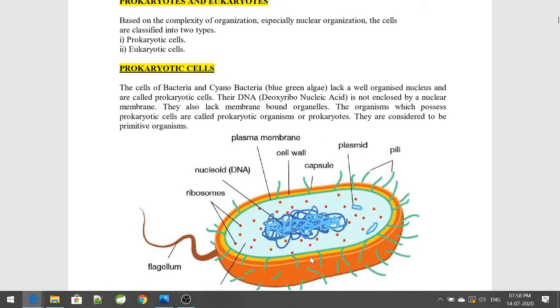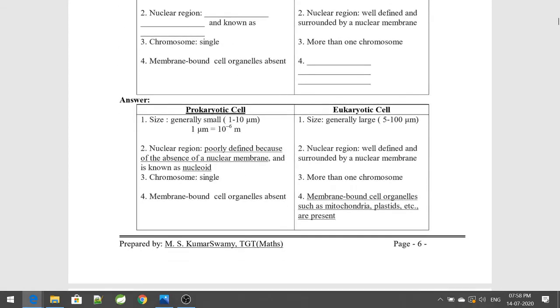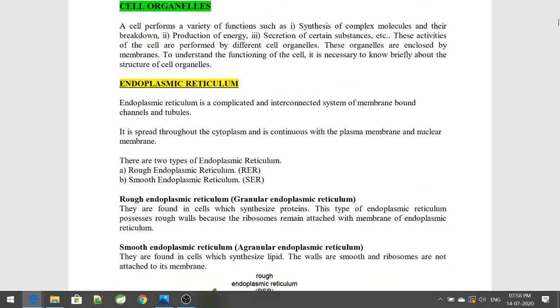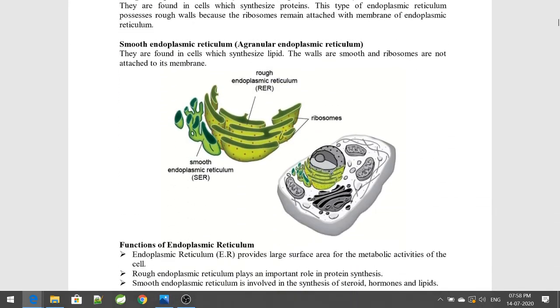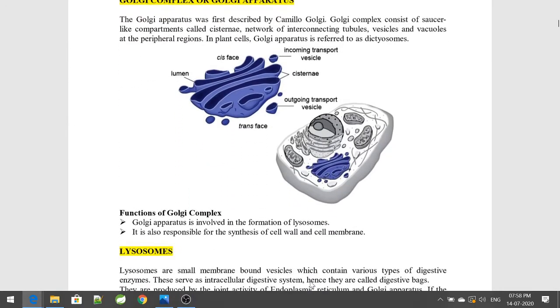How is it present? Single-cell organisms. And the eukaryotic cell, how is it? What organelles are present in it? Differences between prokaryotic cell and eukaryotic cell. Cell organelles: endoplasmic reticulum, smooth and rough. Just now we have seen. Function is also there. Golgi complex. See here, this is present near the cell membrane, and we can see these are called vesicles, and these foldings are called cristae, cis face, lumen, trans face. Okay.